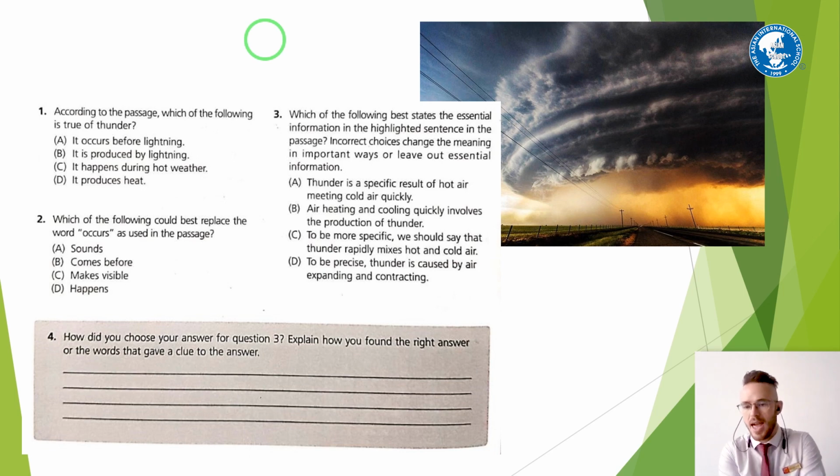Correct answer, A. Thunder is a specific result of hot air meeting cold air quickly. In number 4, you had to justify your answer to question 3. Explain how you found the right answer or the words that gave a clue to the answer. So there are a bunch of words in there. The concepts we were talking about: speed, the reaction, the specificity, and then also the production, or the product, which is the result. Okay, so all of the key components of the sentence that was highlighted were repeated in A.